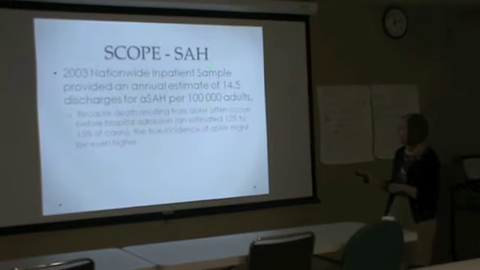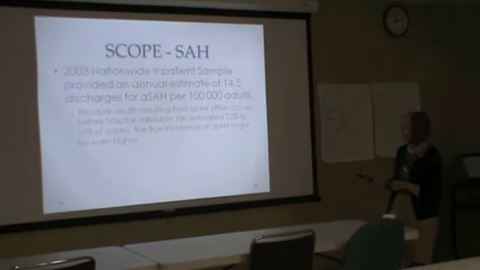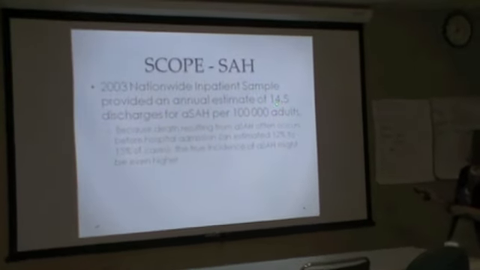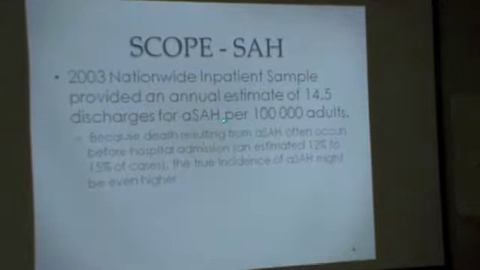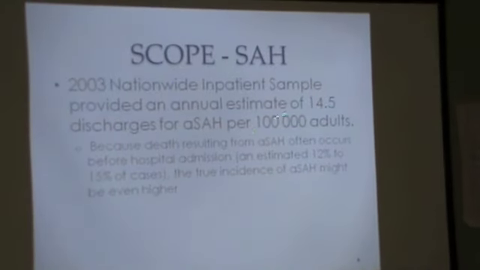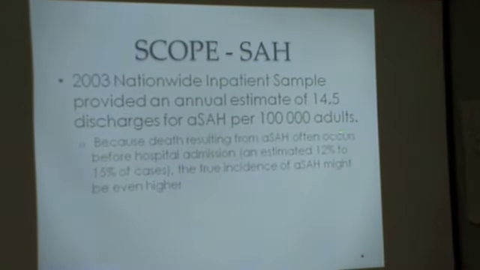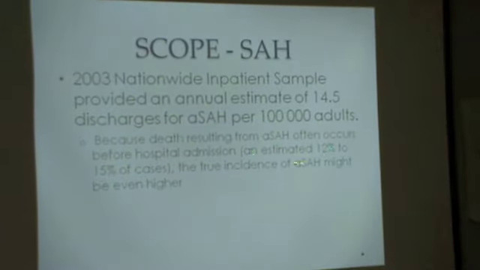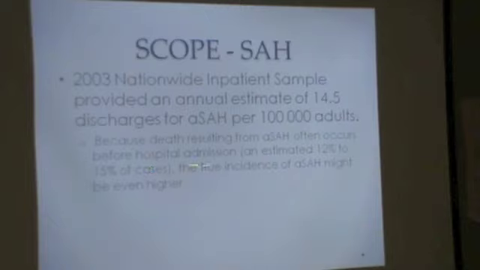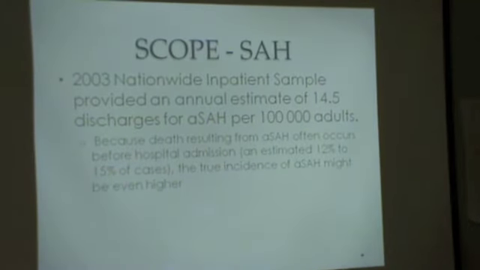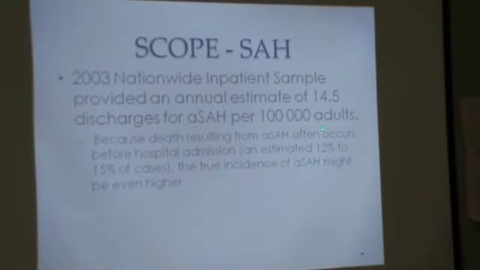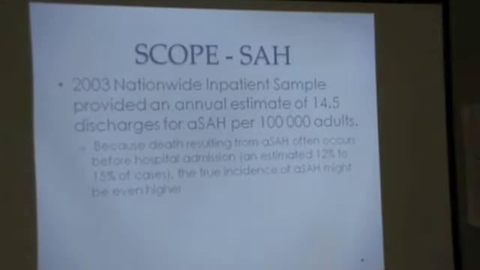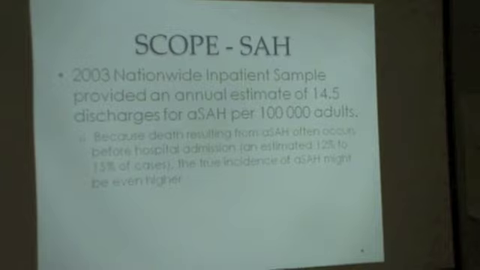With regard to subarachnoid hemorrhage, in 2003 they did a big sampling, and when they looked at discharges for subarachnoid hemorrhage, there were about 14.5 per 100,000 adults. The death rate is pretty high, about 12 to 15% of cases before they even get to the hospital. So this 14.5 per 100,000 is probably a little bit of an underestimate as well because that mortality isn't taken into account.